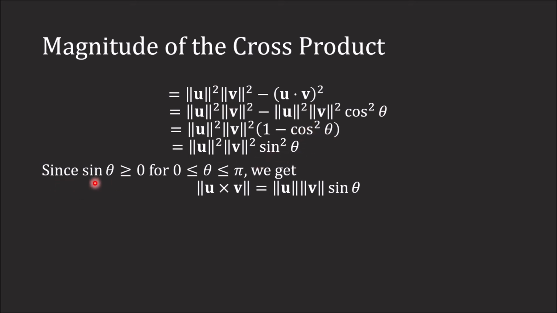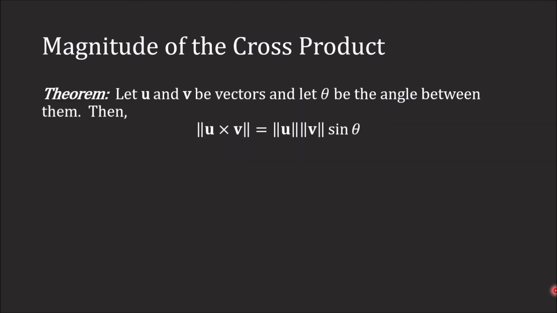Now, since sine of theta is greater than or equal to 0 whenever theta is between 0 and pi, we get that the norm of u cross v is the norm of u times the norm of v times sine of theta.